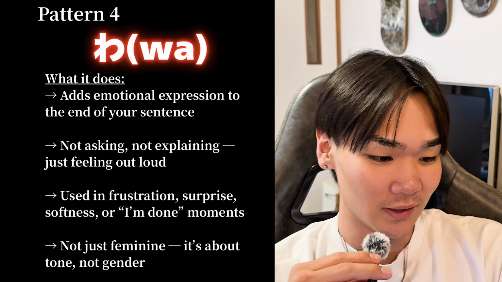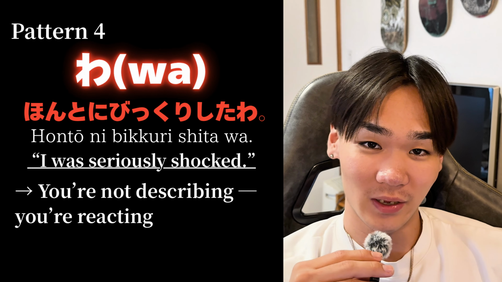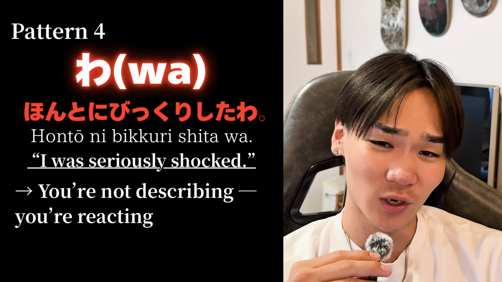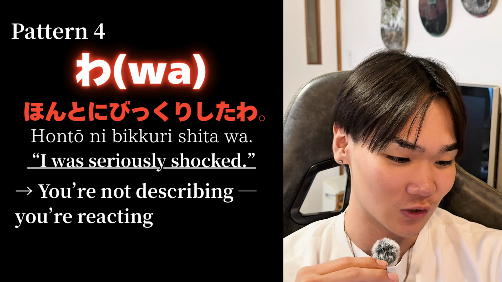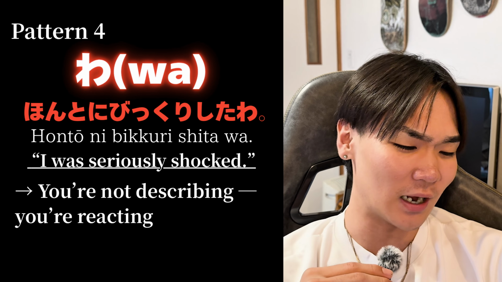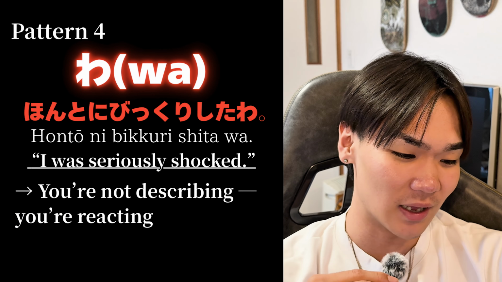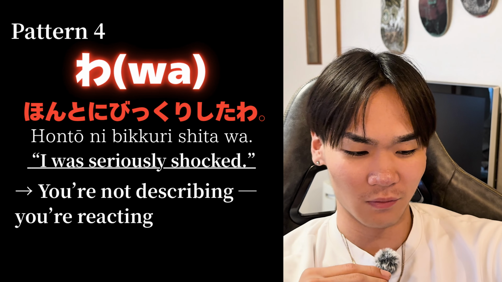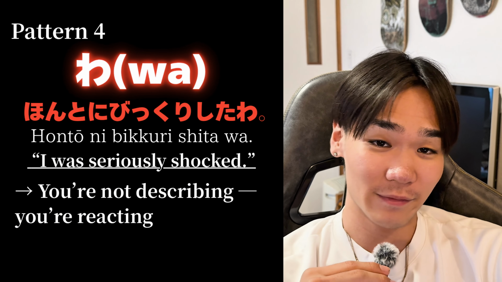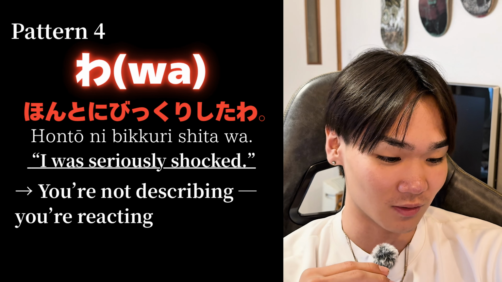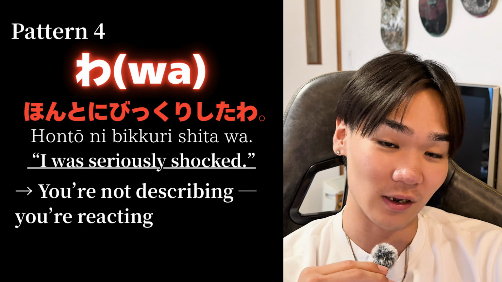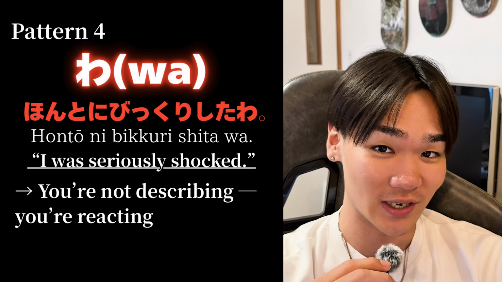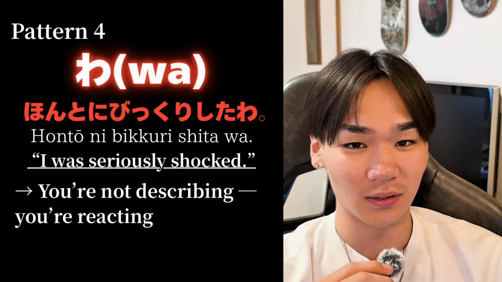So let's take a look at an example. 本当にびっくりしたわ. This wa isn't trying to sound cute. It's raw. It's emotional. It's like saying, man, I was seriously shocked. Yeah, wa is kind of like, man, bro, yo. It creates that kind of vibe. マジで、本当にびっくりしたわ. うわ、びっくりしたわ。みたいなね. It's almost like an exhale, a vowel sigh at the end of your sentence. Yeah, it's feeling, but no fluff.